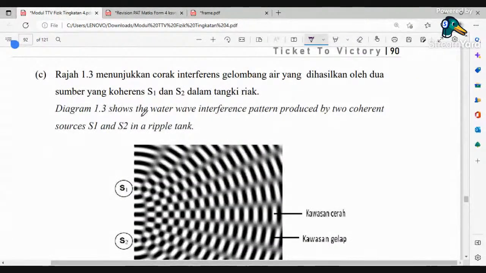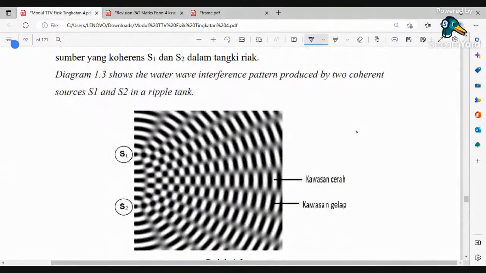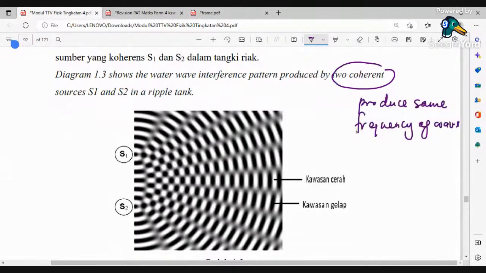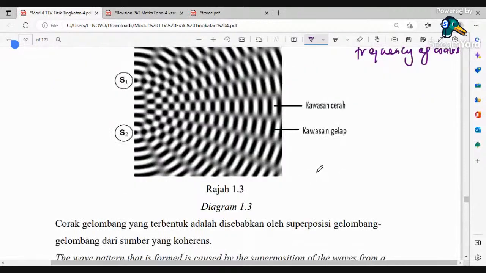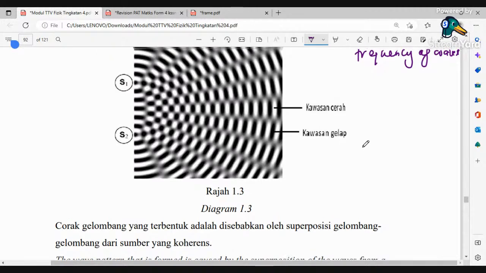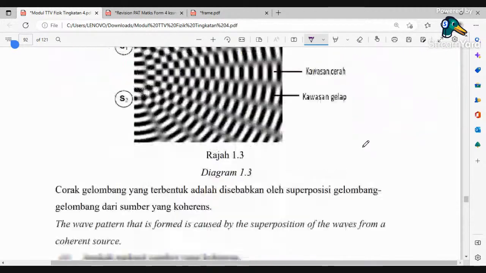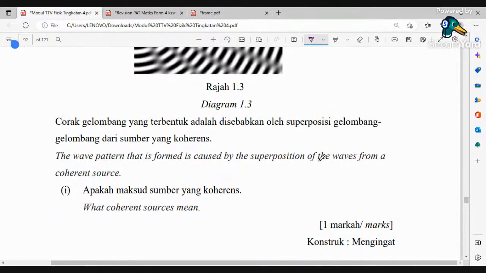Okay, part C, diagram 1.3 shows the water wave interference pattern produced by two coherent sources. So what is the meaning of coherent? Produce same frequency, constant phase difference. Sama lah tu. So we have these bright and dark regions. The wave pattern is formed caused by superposition of waves, or we call it interference, from coherent source.